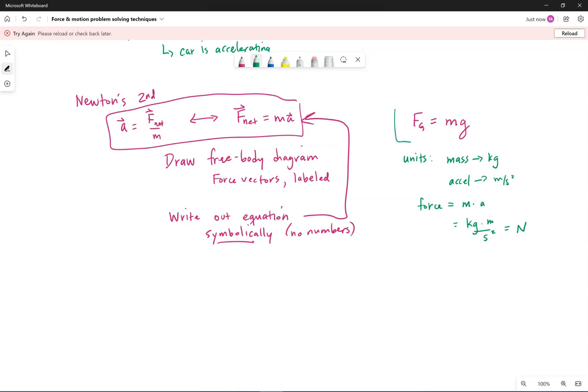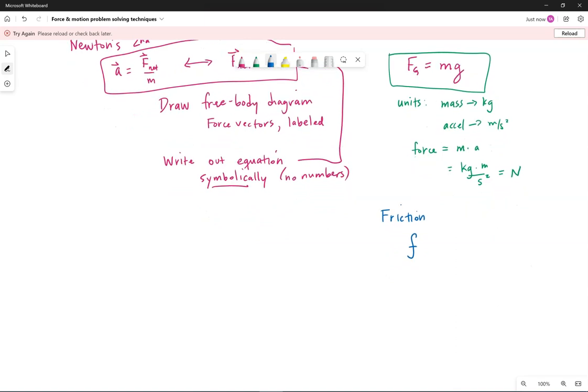So we have a set equation for the force of gravity. The other set equation that we will end up using is that for friction. We typically use a lowercase f to represent the force of friction. The generic equation you will see is this symbol called mu. It is a Greek letter. It is called the coefficient of friction.